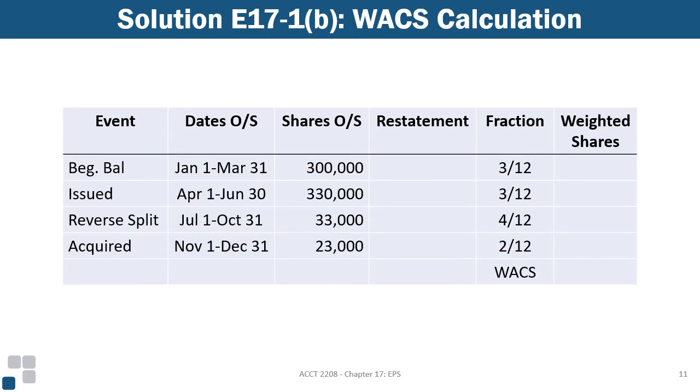Remember, part B was a variation here. We had a 1 for 10 reverse split, right? So I've made this table a little bit prettier, and all I've done here is included a column for the event, but you don't have to do that. But anyway, let's begin.